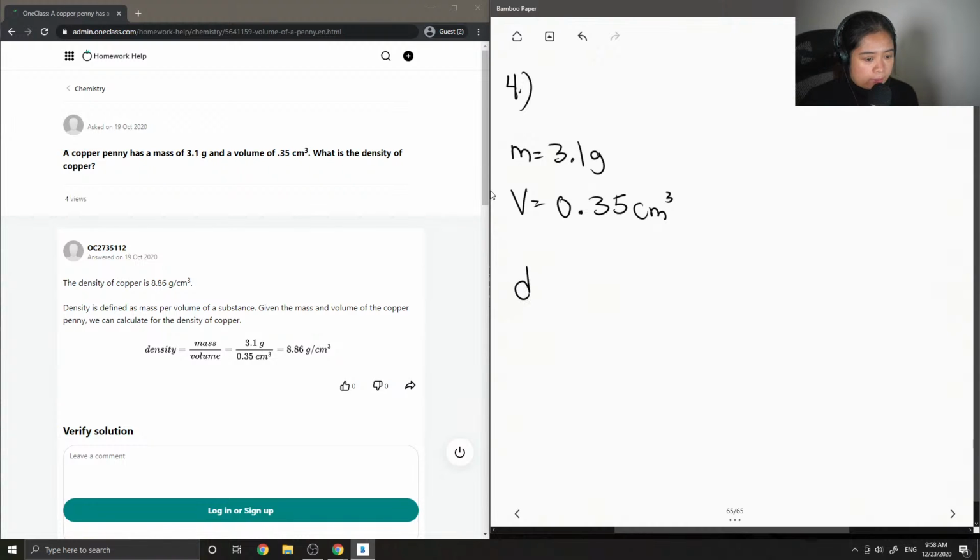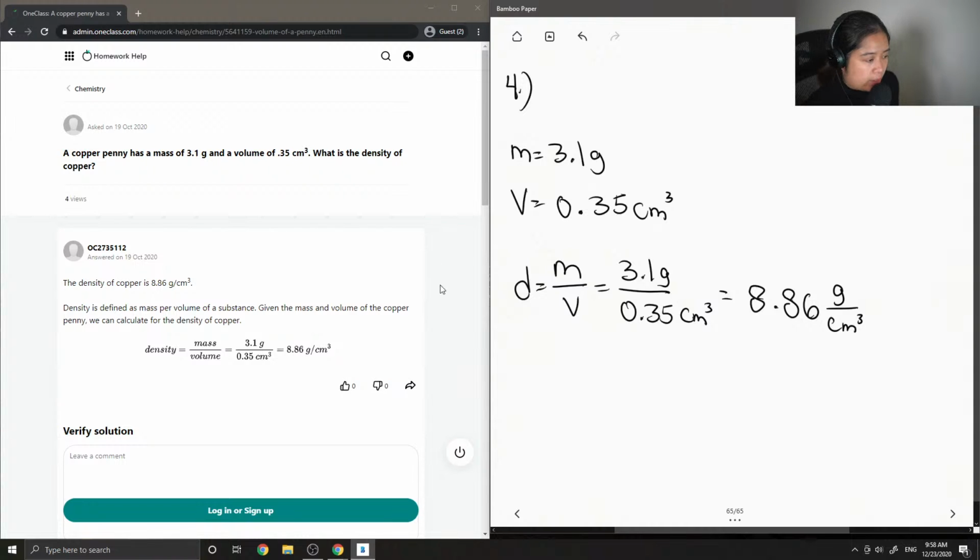Okay, so luckily for us, the equation for density requires mass and volume, and it is mass divided by volume. So our mass was 3.1 grams, and our volume is 0.35 centimeter cubed. So the density is 3.1 divided by 0.35, which is 8.86, and the units are in grams per centimeter cubed.